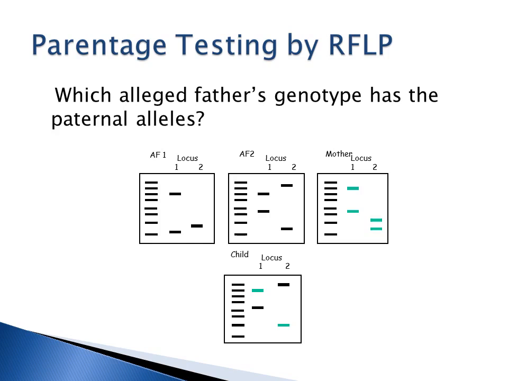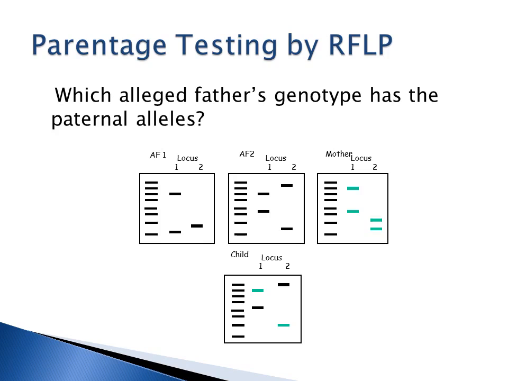So parentage testing: if you look at alleged father 1 and alleged father 2 at 2 loci, and you look at the mother, and then you look at the child's RFLP at the same 2 loci, you should be able to determine which of the alleged fathers is the actual biological father.